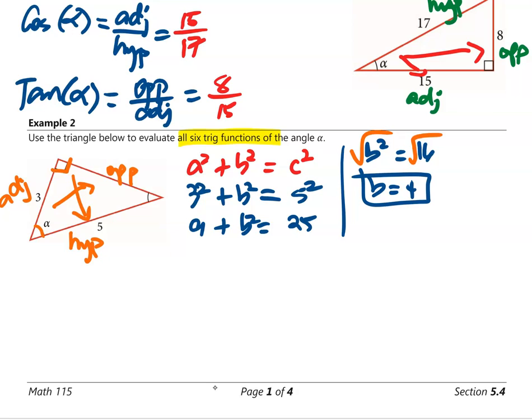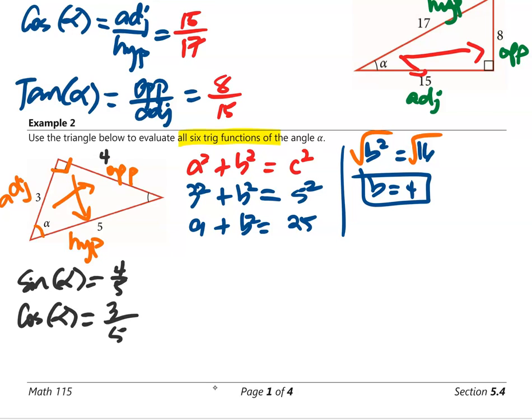So we want all 6 trig functions. Now we have all the sides. So let's start with sine. Sine is opposite over hypotenuse. So the opposite is 4, so that is 4 over 5. Then cosine, remember, is adjacent over hypotenuse. So adjacent is 3, and hypotenuse is 5. Then tangent is opposite over adjacent, so that is 4 over 3.